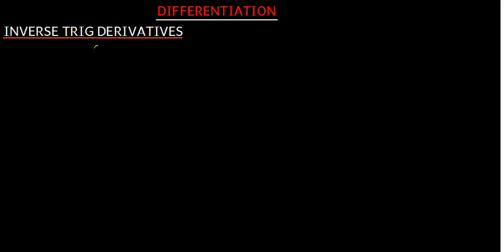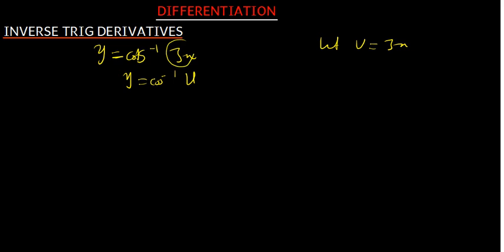So consider if you've been given y is equal to cos inverse of 3x. Again we can just say let u represent the 3x, and so this will give us y is equal to cosine inverse of u. So dy over dx is going to be equal to, first we differentiate dy with respect to u, and then we differentiate du with respect to x.